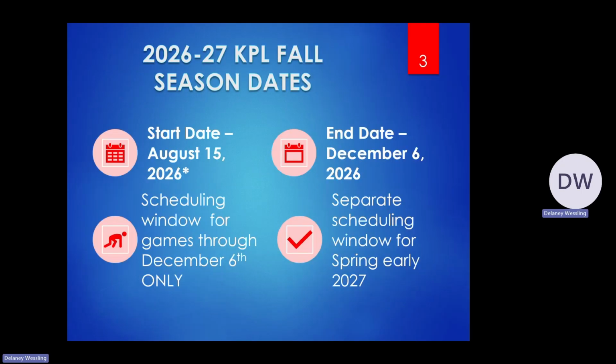As mentioned in the welcome email, the season will run from August 15th through December 6th. We will have separate registration and scheduling windows for the spring 2027 season that will open later this fall.